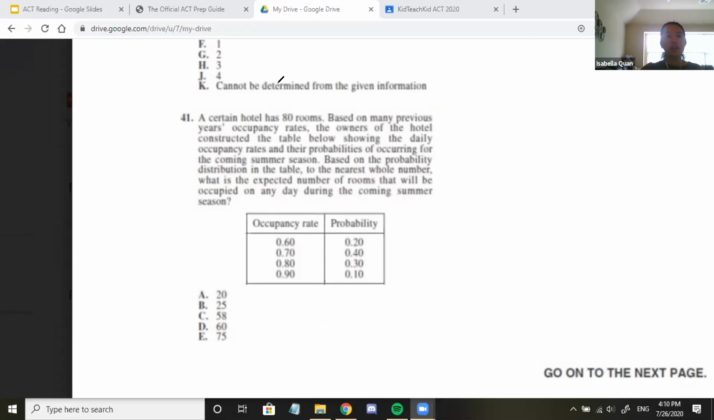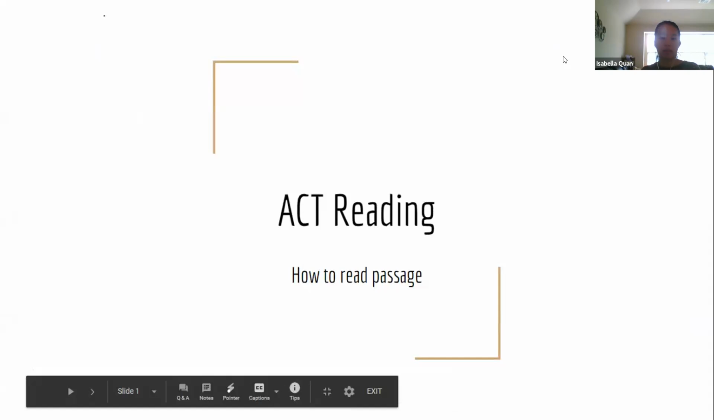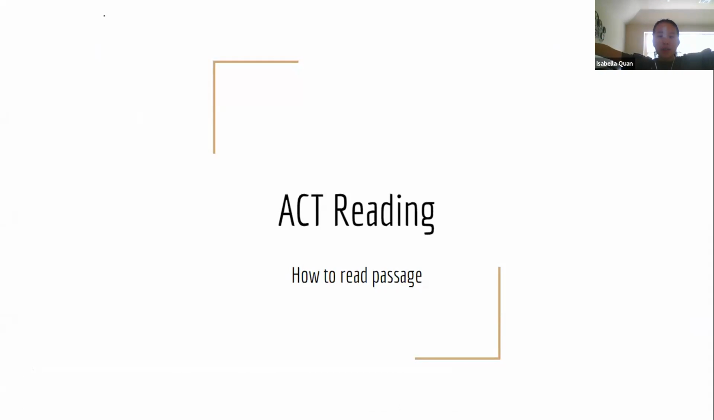Okay, so now when that's done, let's talk about, oh, I should change back to this. So ACT reading. This one is, in my opinion, the hardest section and was definitely the hardest for me to master. But when you get the hang of it, it becomes easier. ACT reading: how to read a passage.